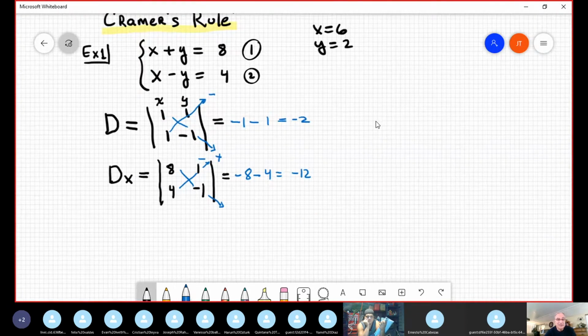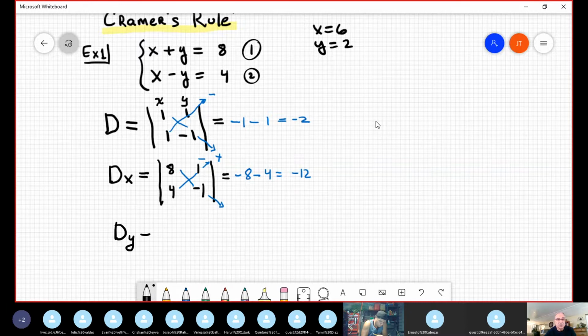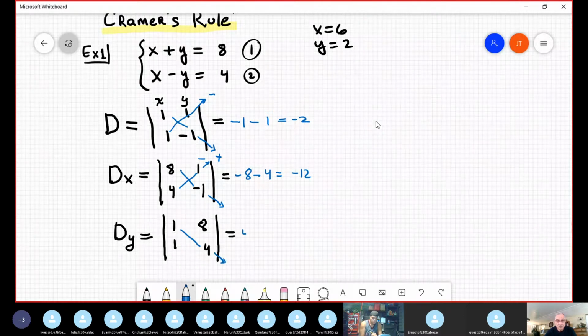Now I define Dy. Dy is exactly the same. A new 2 by 2 determinant because the system is 2 equations only and 2 unknowns. But for the y, the first column stays the same, 1, 1. But you replace column 2, the column of the y, by the right-hand side. And now multiplication. This is 4 positive. This is negative 8. Do you remember the rule to compute a 2 by 2 determinant?